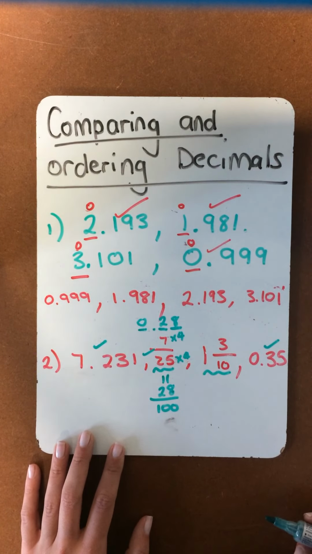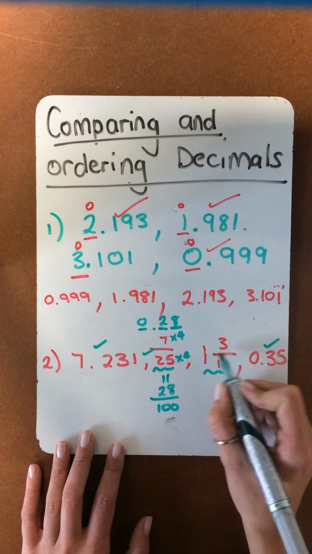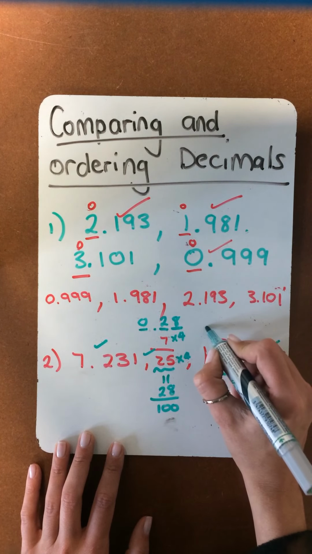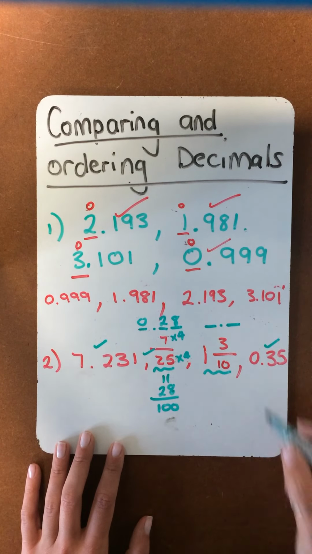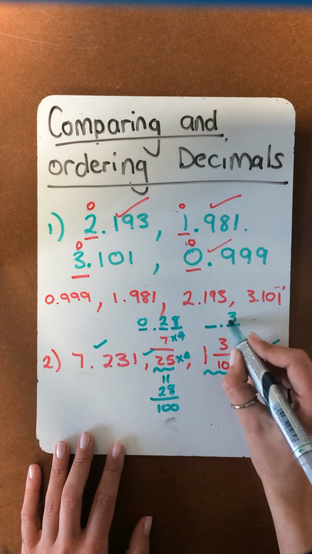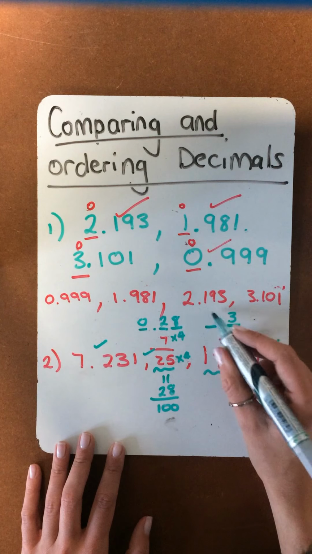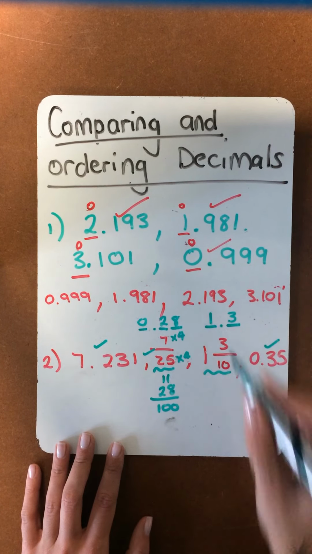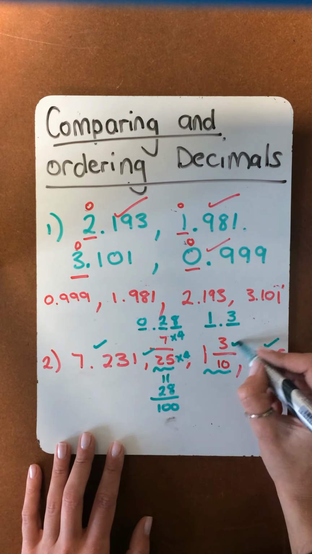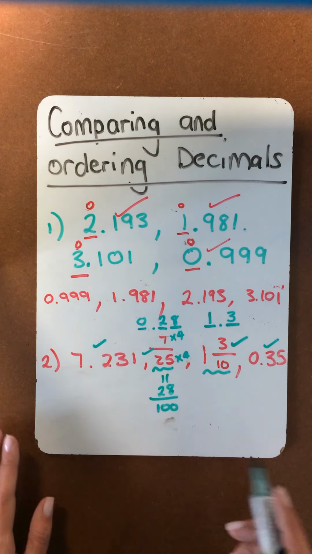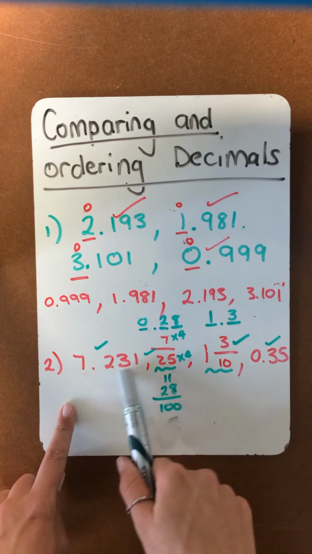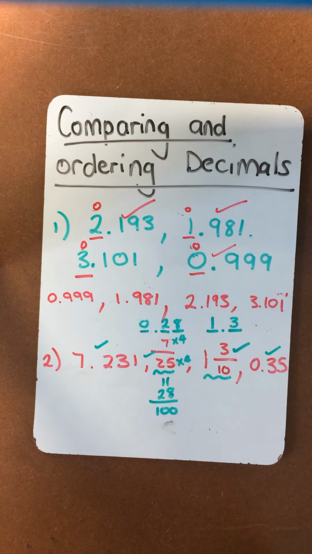Now I'm going to look at the last one. I have 10 in my denominator, so I know that I'm going to have numbers up until the tenths column. 3 is my numerator, it becomes my tenth. And then in my ones place, I have 1 whole, so I'm going to put my 1 whole down. 1 and 3/10 is the same as 1.3. Now, I have 1, 2, 3, 4 decimals, and it's easy for me to figure out which is the smallest and which is the biggest.